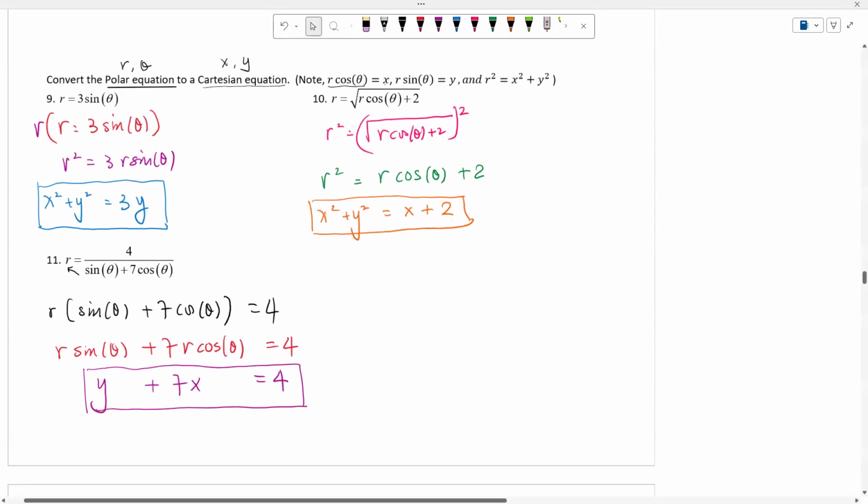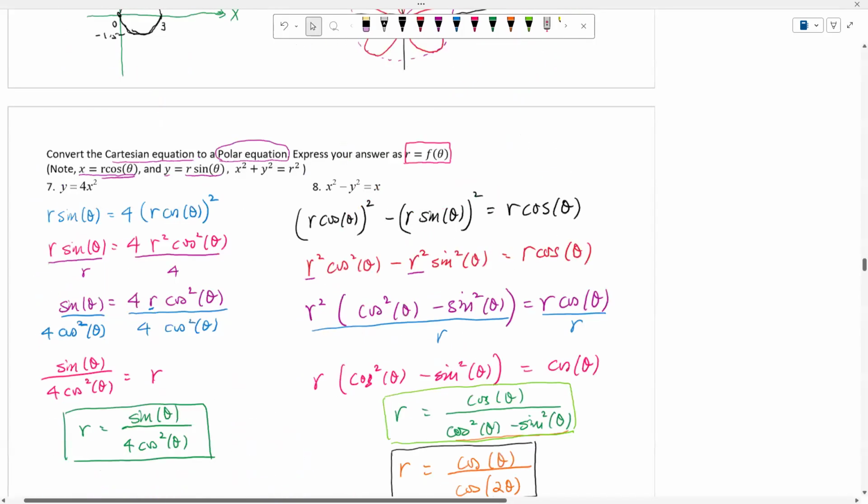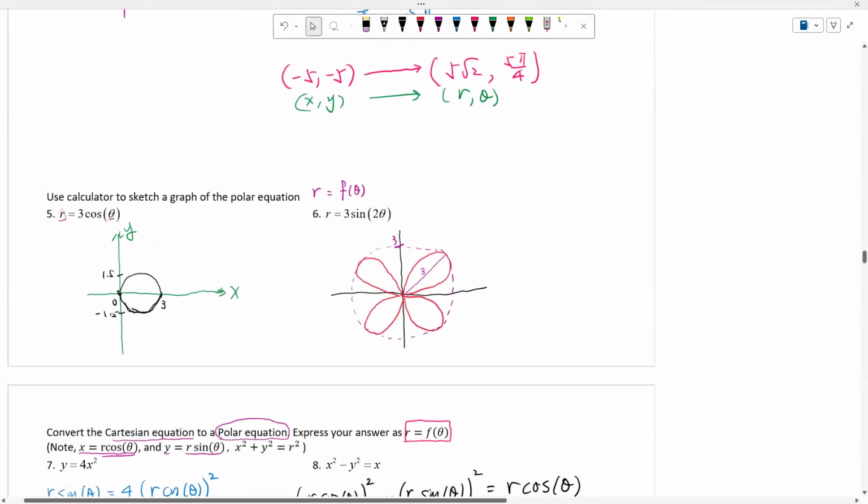Again, in this section, we learn a new coordinate system, right? The polar coordinate system. I hope that you have fun, especially since you could use a calculator to graph the polar equations.